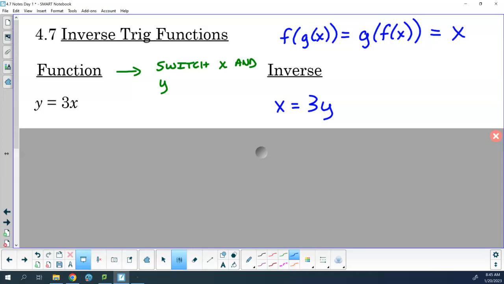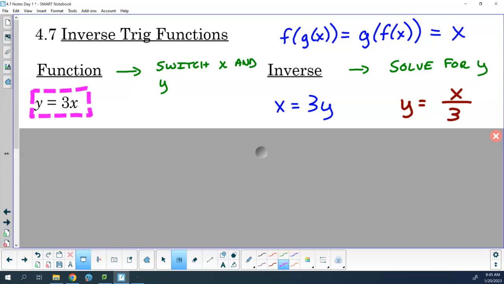I've just taken x and y and flip-flopped them. And then to make it be back into function notation, we would solve that for y. So if I solve this equation for y, y equals x divided by 3. So these two equations are inverses.